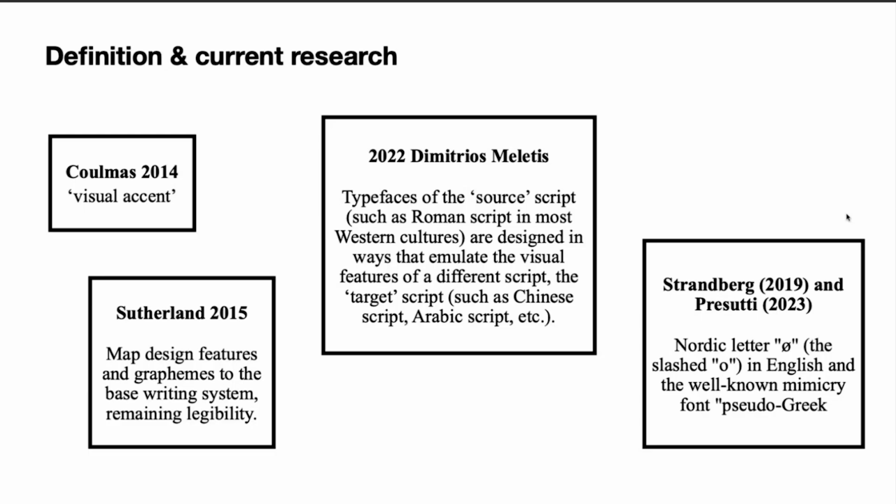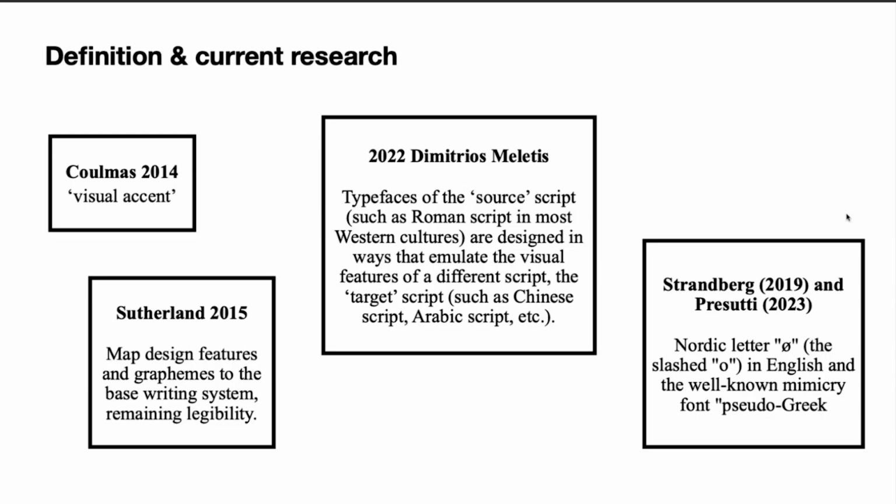Sutherland has given his own definition: mapping design features and graphics to the base writing system, but remaining legible. And then Meletius also gave his own, similar to Sutherland, but more like typeface design. There is a source script, such as Roman script, and then there is a target script like Chinese or another language, and then you imitate the visual features of that script.